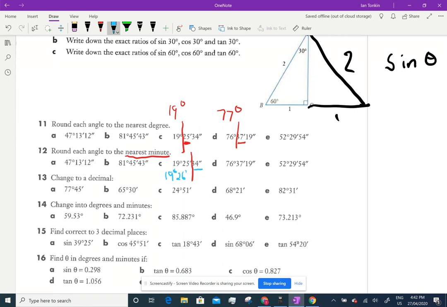And if I look at this one, look at that number behind. Is it 30 or more? No, it's not. Oh, sorry, I've gone the wrong one. Let's have a look at this one. If I look behind, is that 30 or more? No, it isn't. So I'm going to leave this one alone, 76 degrees and 37 minutes.